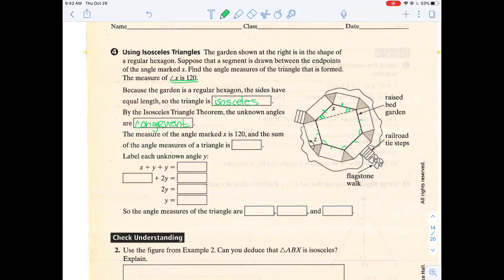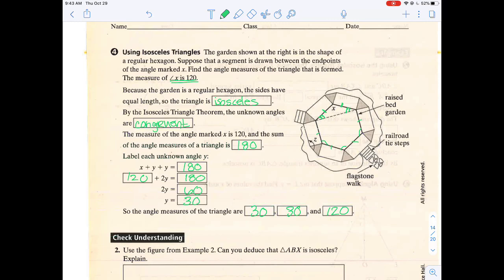The sum of the measures of a triangle is 180. We're calling these two other angles Y. So we know X is 120, plus 2Y has to add up to 180. Well, if we subtract 120, we have 60 left. 60 divided by 2 is 30. So the measures of the angles of the triangle are 30 degrees, 30 degrees, and 120 degrees.